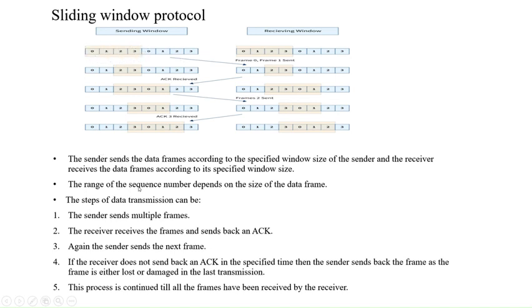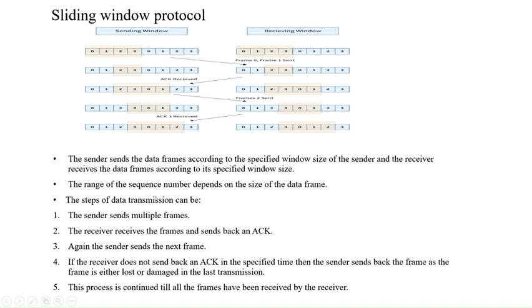Now, the range of sequence numbers depends on the size of the data frame. So the sequence number also depends on the size of the window. For example, consider the size of the window is 4. Therefore, the sequence numbers can be 0, 1, 2, 3. Here we can see it.